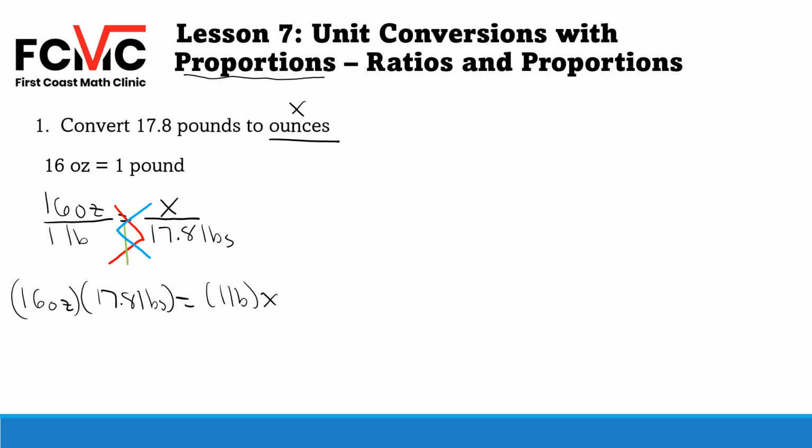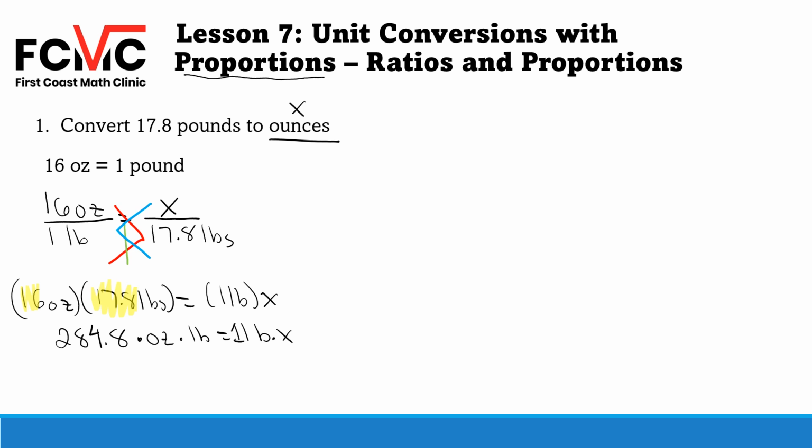When we multiply this, we're going to multiply 16 times 17.8. 16 times 17.8 is 284.8. I'm just going to write in both of our labels. We're multiplying the ounces, we're multiplying the pounds. So it's basically times ounces times pounds equals 1 pound times x. So all this is being multiplied.